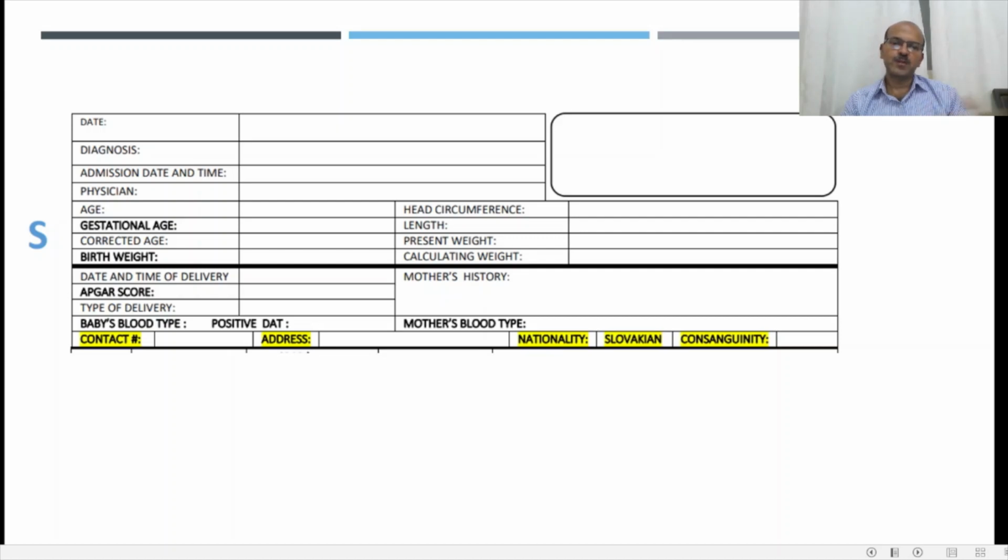We also have a full team's SBAR sheet where this is summarized. So this would include the situation part which I discussed. So the gestational age, corrected age, birth weight, current weight and change in weight, date and time, Apgar score, baby blood group, mother blood group and so on.